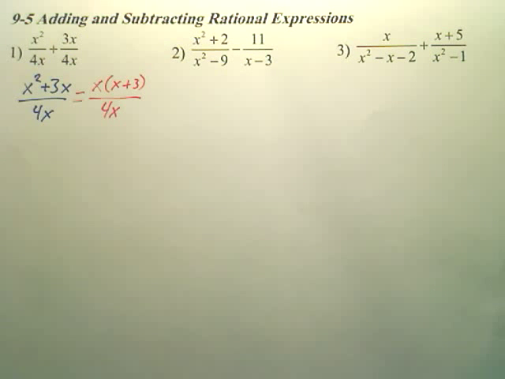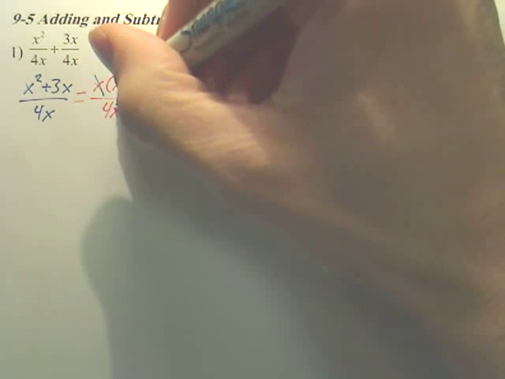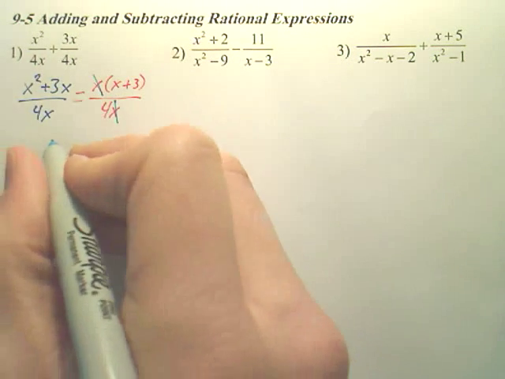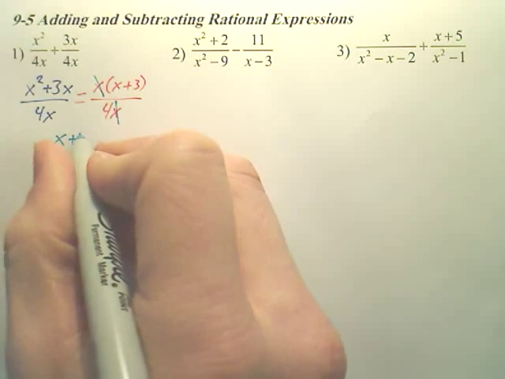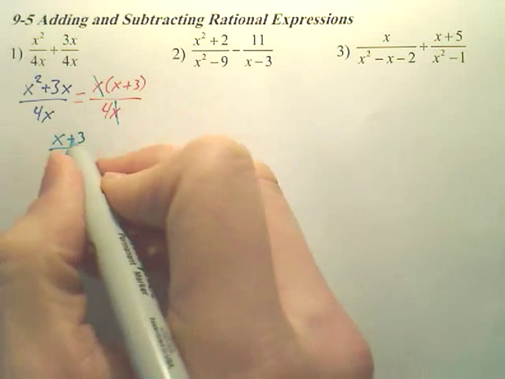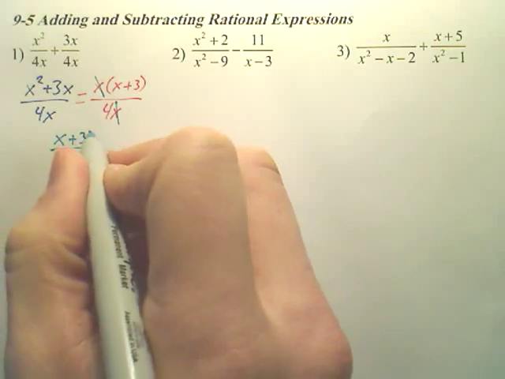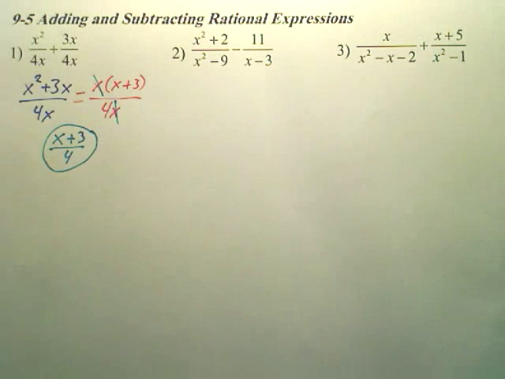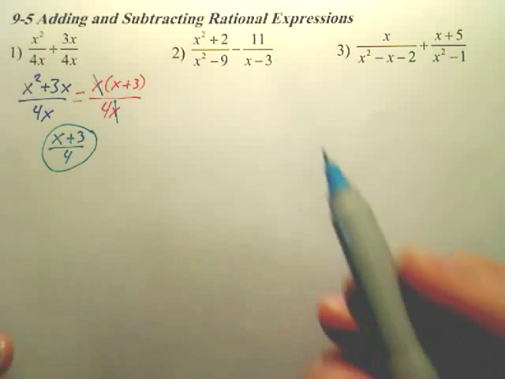Does anything cancel, or are we done? The x's cancel. So I could cancel that with that, leaving myself with x plus 3 over 4. Nothing else cancels because you can't cancel a piece off because the plus is there. We are done. Always be happy when you have a common denominator to begin with.